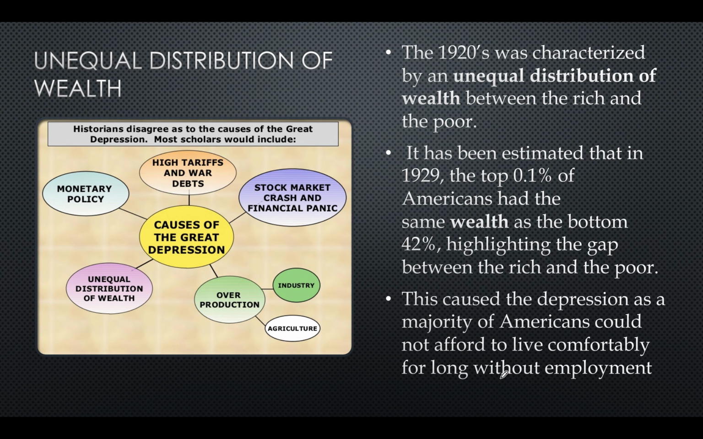All right, we also have an unequal distribution of wealth. Because of the big boom of the 1920s, we have a real big unequal distribution of wealth between the rich and the poor. In 1929, it is stated that the top 1% of Americans had the same wealth as the bottom 42%. That's insane. 0.1% of people in America had the same amount of money as 42% of other Americans. So this caused the Depression, as a majority of Americans could not afford to live comfortably for long without employment. So we had the unemployment that's going to happen. And because of that, people just can't live.